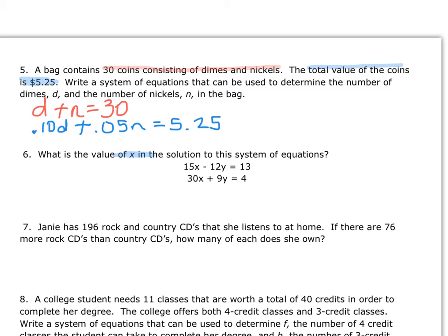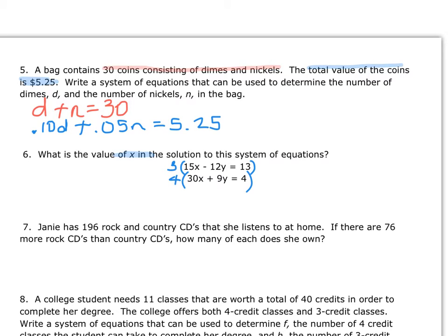Hey, let's try that. So I've got 12 and I've got 9. What's the least common multiple of 12 and 9? 36. So what could I multiply to 12 to get 36? 3. And what could I multiply to 9 to get 36? 4. Isaiah, you got this one?